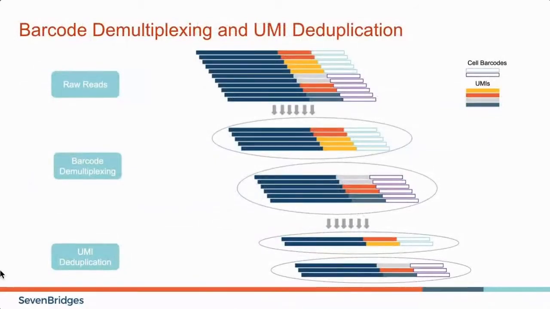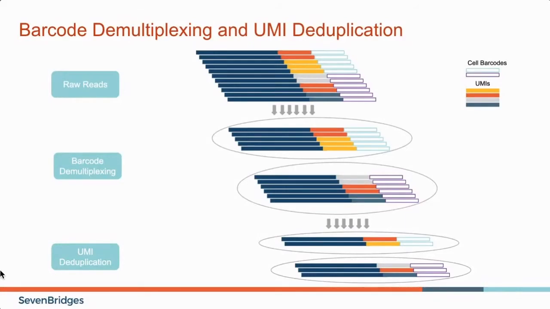Okay, so cell barcode demultiplexing refers to the step in processing where the cell barcode information is used in order to know which sequences came from which cells after they had all been sequenced together. So the sequences with the same barcodes are grouped together. The UMI deduplication step removes the duplicate read sequences that came from the same transcript.